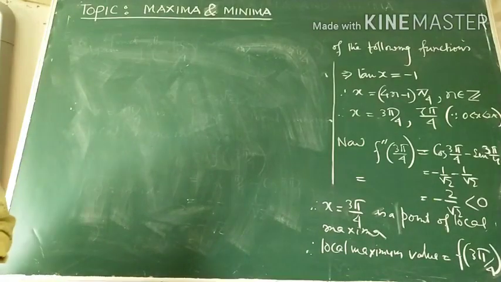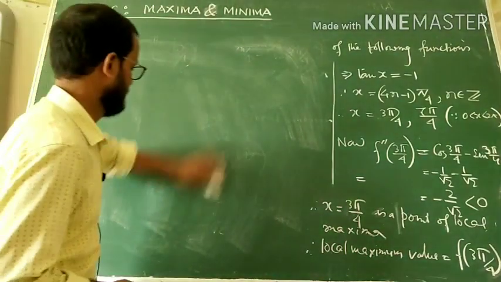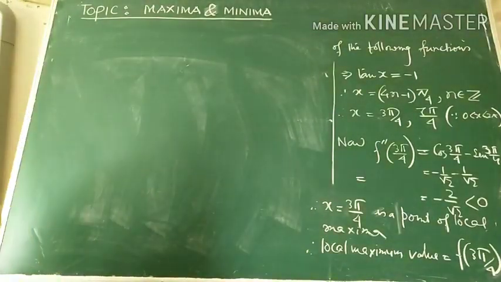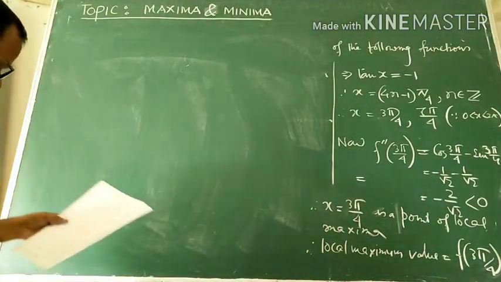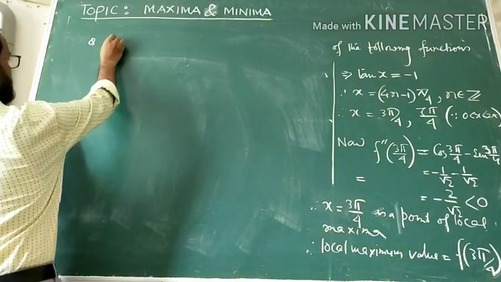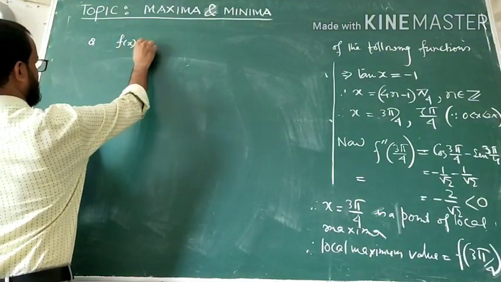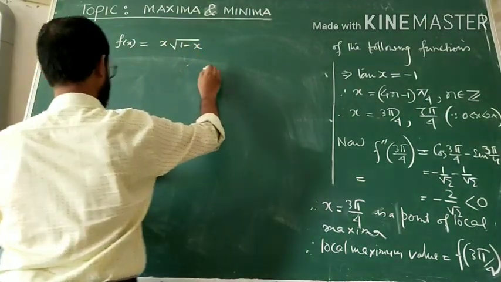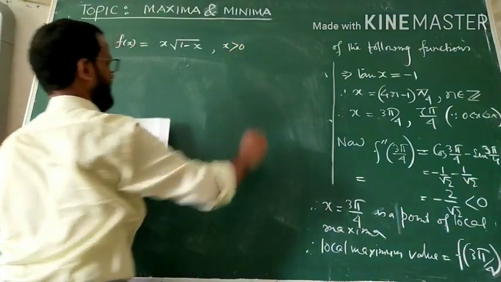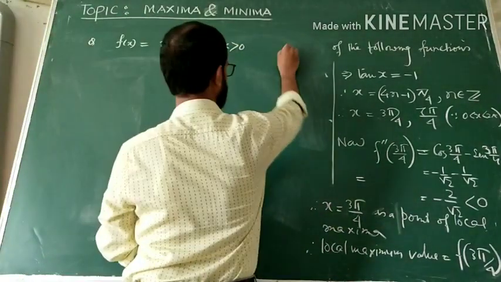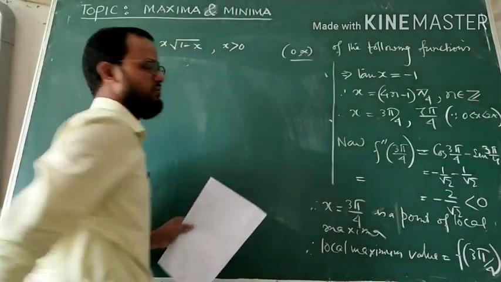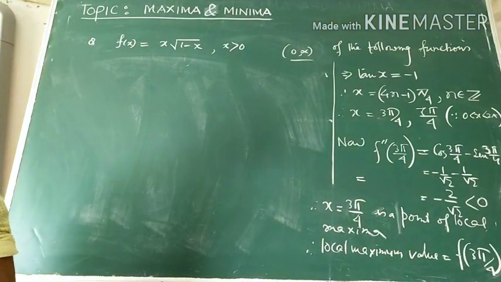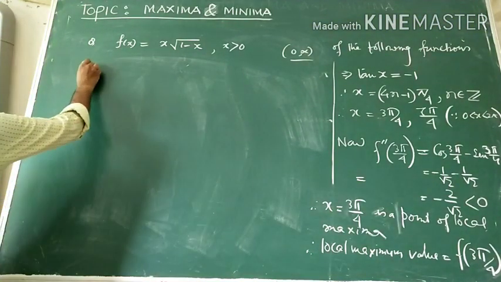The question is, f(x) is equal to x into root over 1 minus x, where x is positive. That means the domain of the function is 0 to infinity. Whatever critical point we get must be positive. Same procedure you apply.